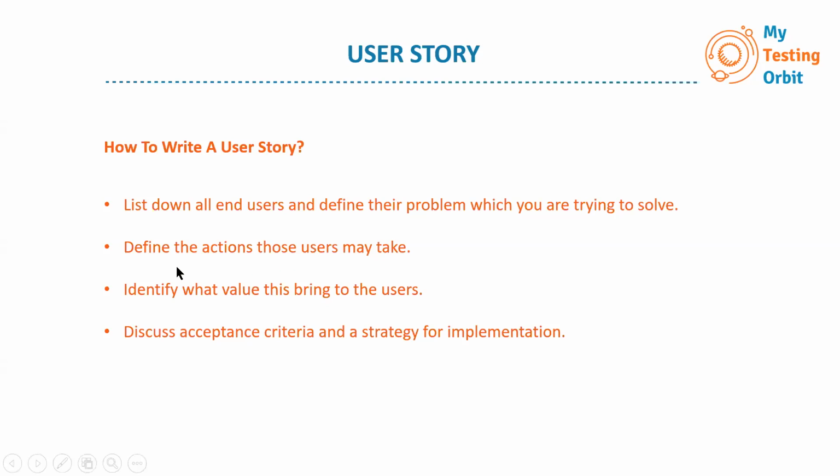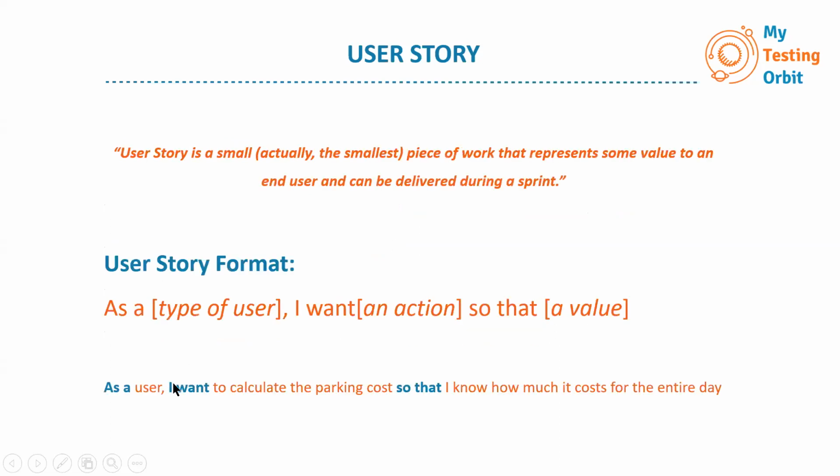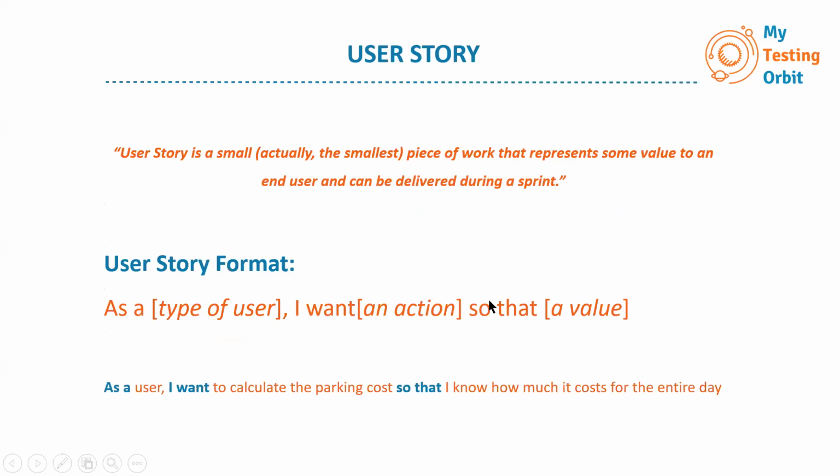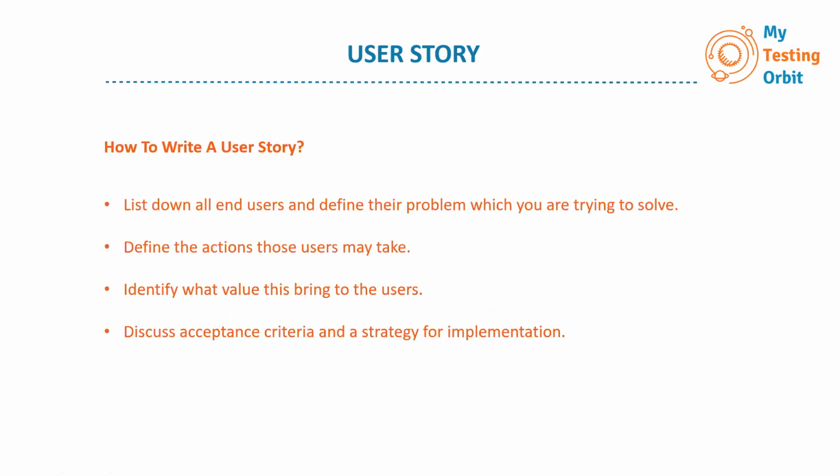Then the second one would be to define the actions those users may take. We already went through this format: we are identifying all types of users, and we are also capturing all the actions that those different kinds of end users will take. Then identify what value this brings to the users. So that's the third one: we have got all the end users, we have captured what actions each user may take, and then the third one is what value that will add.